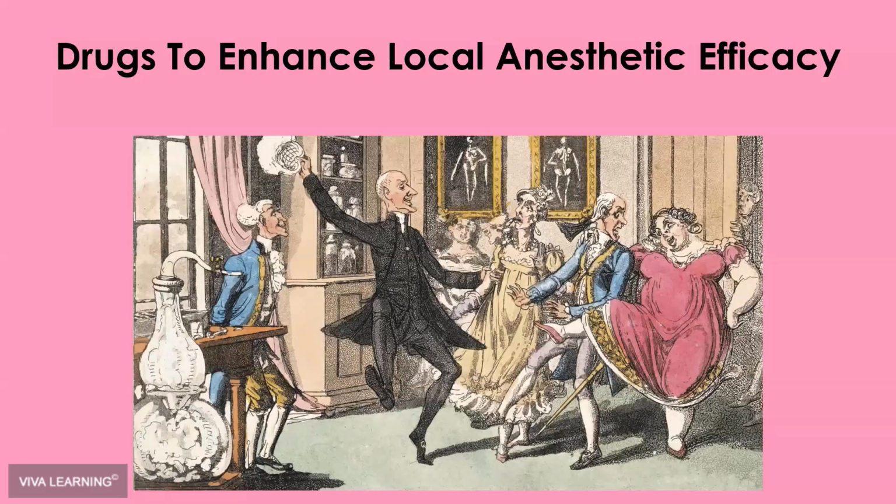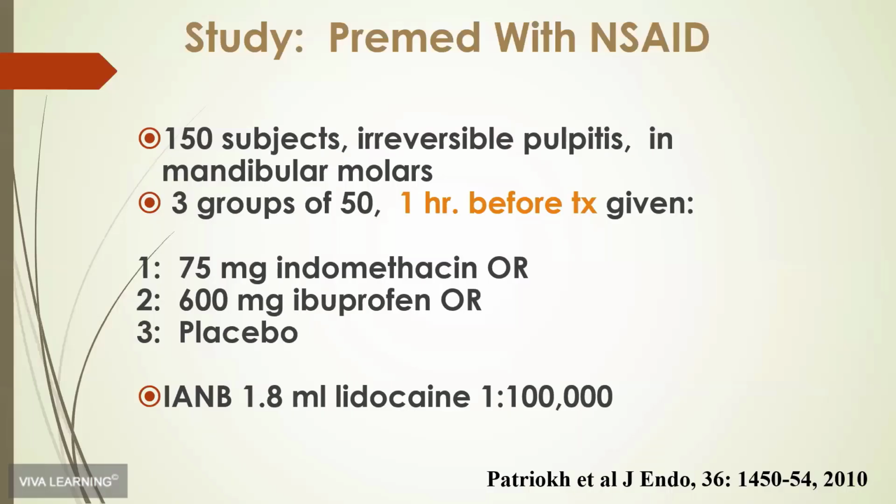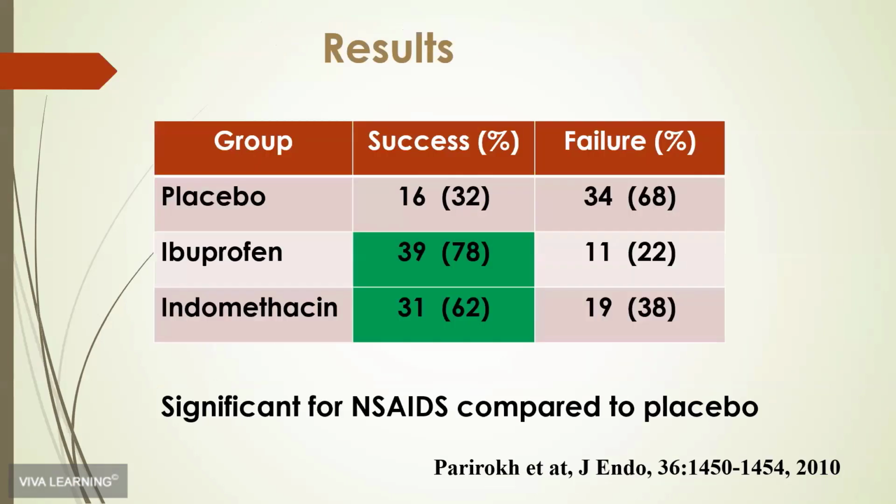This is a series of studies to show what we can use along with the local anesthetic to make the local anesthetic more effective. So this study looked at using an NSAID given an hour before, and would the NSAID change the efficacy of the local anesthetic? So 3 groups. One group got indomethacin, NSAID. One group got 600 milligrams of ibuprofen, another NSAID. Group 3 got a placebo. Again, all 1 hour before an inferior alveolar nerve block.